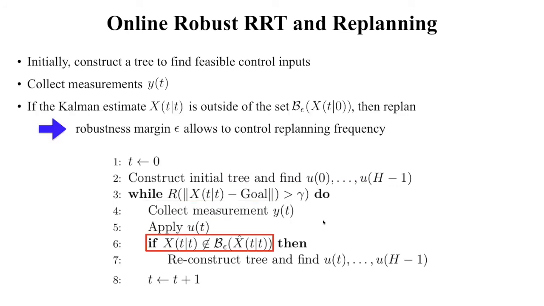And if the Kalman filter now is within the ball, everything is fine. But if at some point the Kalman filter estimate is outside of these balls, then we need to replan. And as said, the robustness margin epsilon over here allows to control the replanning frequency that we have. So let us also look at the simulations of the paper.